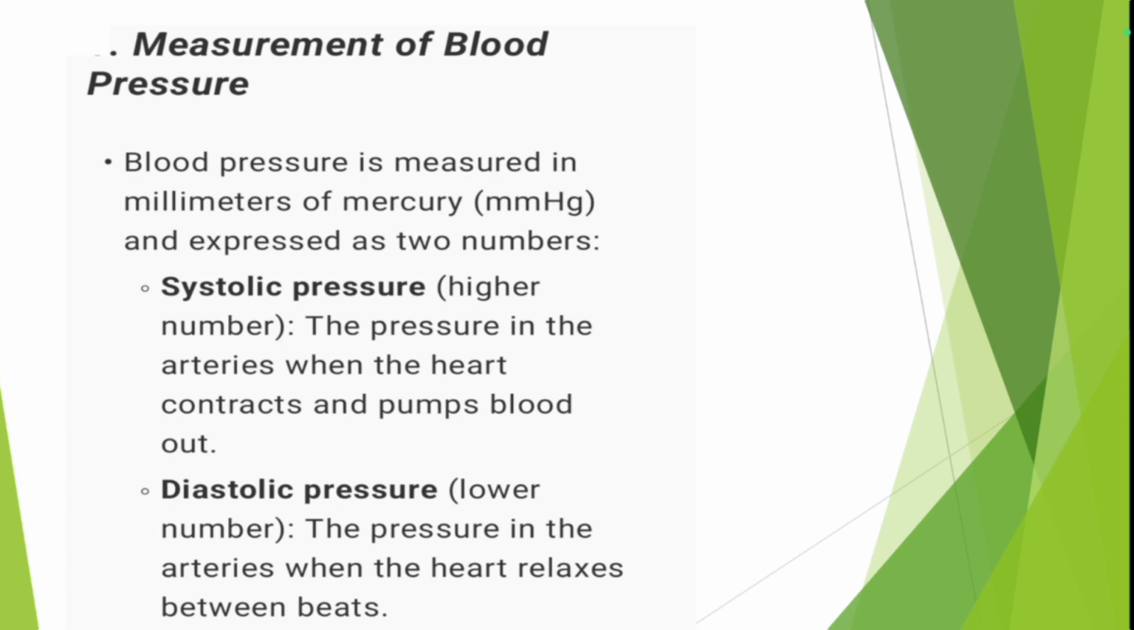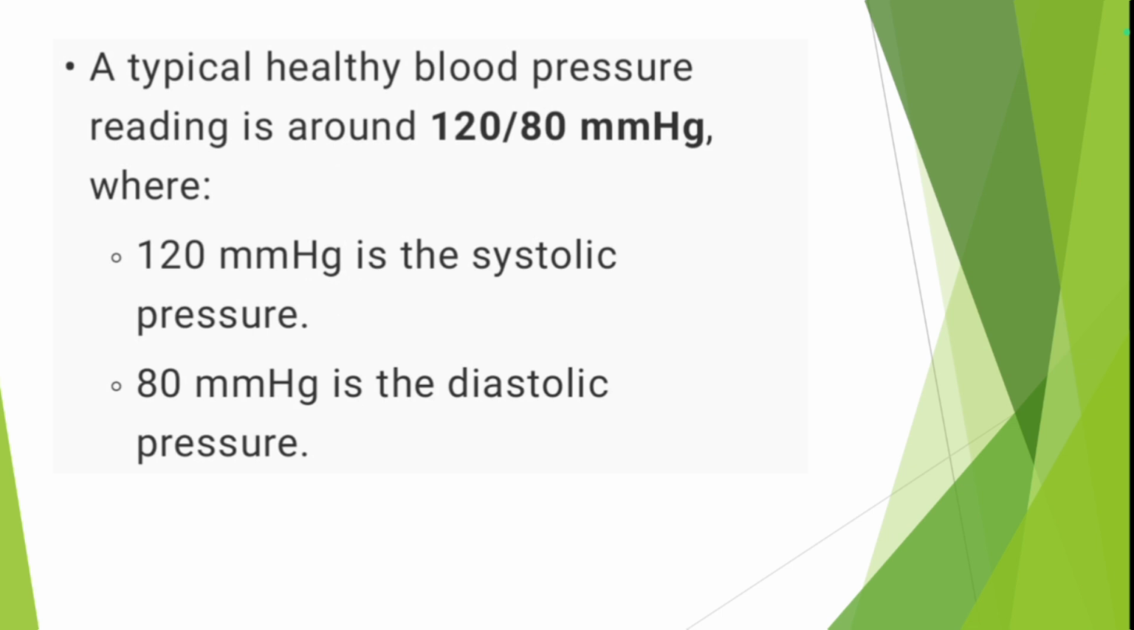The systolic pressure is the pressure in the arteries when the heart contracts and pumps blood out. Okay, whenever the heart contracts due to the pacemaker cells, the pressure which is formed in the arteries is known as the systolic pressure, and the diastolic pressure is its opposite, when the heart relaxes. Okay, then a healthy adult blood pressure reading should be around 120 to 80 mmHg. Okay, where 120 is the systolic pressure and 80 is the diastolic pressure.